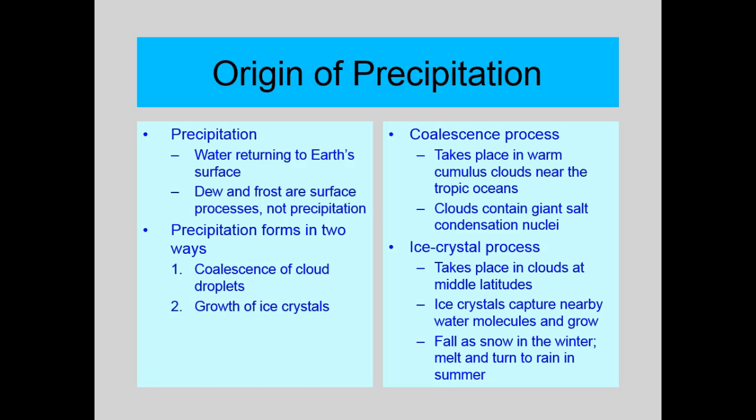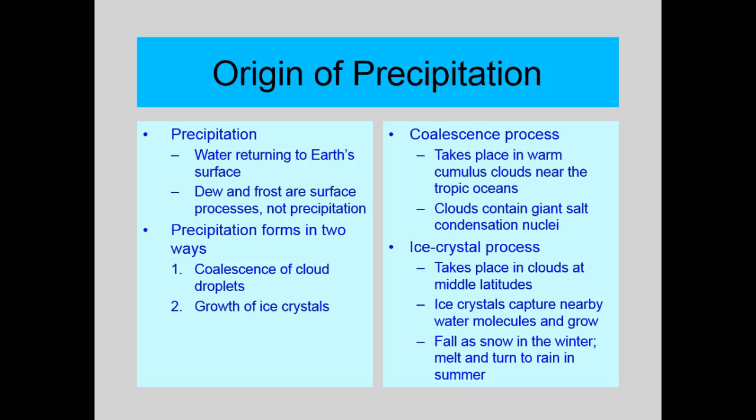Look at how much ocean is in between that. Even most of the Indian Ocean is in between that, and big, broad amounts of the Pacific. Oh, look how much Pacific Ocean is there. So yes, the coalescent process takes place in the warm cumulus clouds near the tropic oceans, because you have to go way up there to get any ice crystals. Most of the time the droplets will coalesce there.